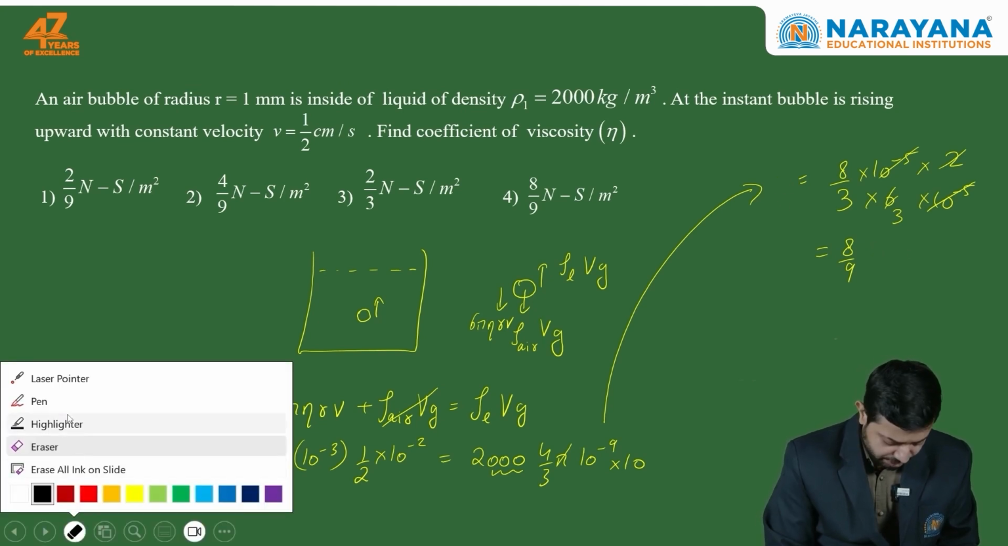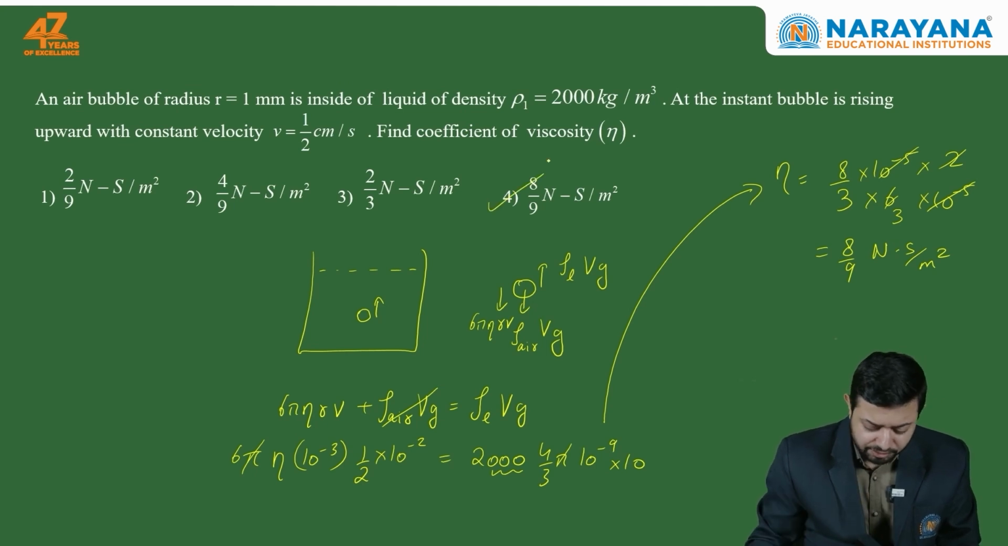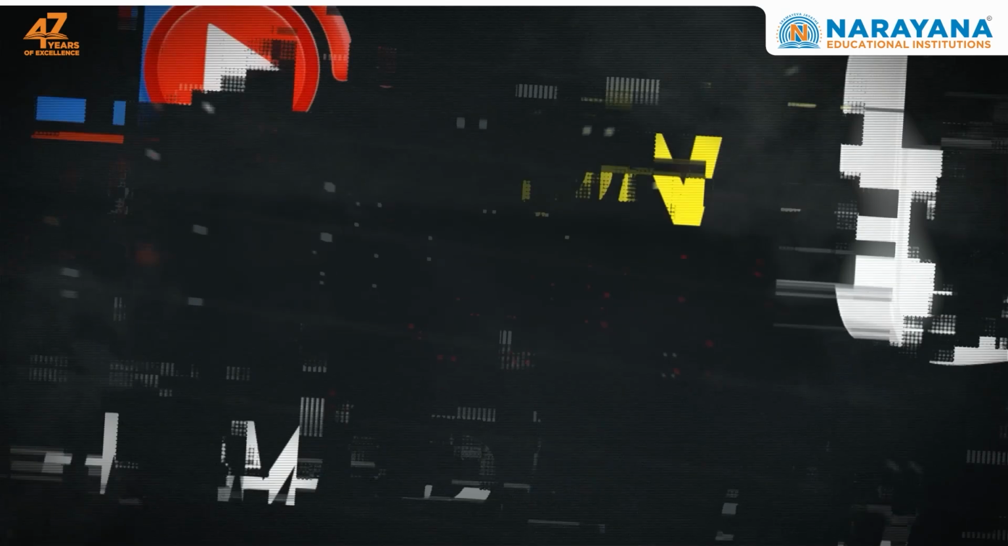Okay, so we have now finally the answer. Eta becomes 8 by 9 with the SI units, which is Newton second per meter square. Okay, so which option is matching? This is going to be the fourth option. So with this coefficient of viscosity, we will have this particular constant velocity.